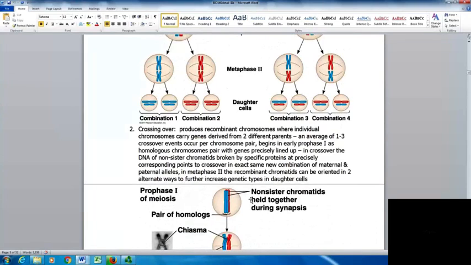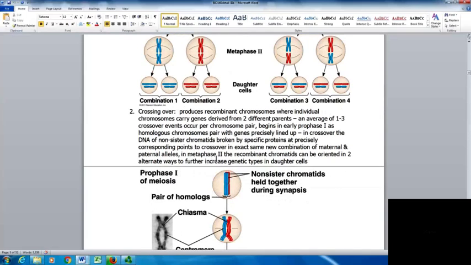So in addition, we can have crossing over that will produce recombinant chromosomes. So here the individual chromosome is going to carry genes from 2 different parents. An average of 1 to 3 crossing over events occurs per chromosome pair, and this begins early in prophase 1 as the homologous pairs of chromosomes pair with the genes precisely lined up. So in the crossover, the DNA of non-sister chromatids is broken by specific proteins at precisely corresponding points so that they'll have a crossover in the exact new combination of maternal and paternal alleles.